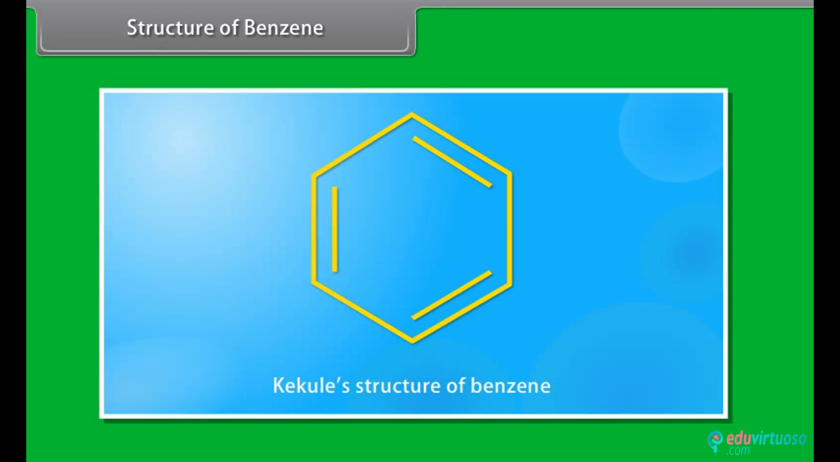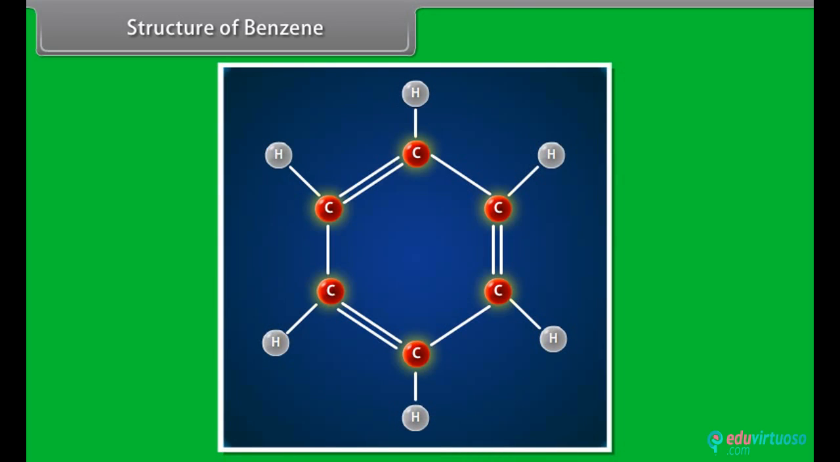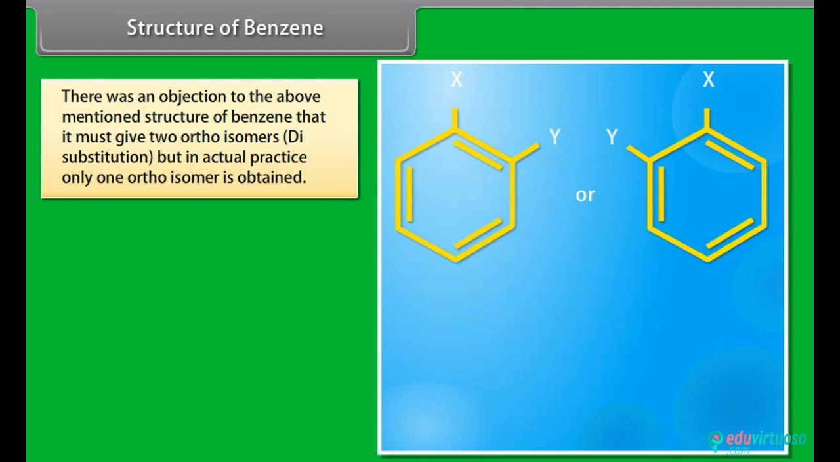A chemist, Kekule, in 1865 suggested the following structure for benzene. According to Kekule, 6 carbon atoms in benzene are on the 6 corners of a regular hexagon. Each C atom is attached with one H atom. There are 3 alternate double bonds between 2 C atoms to complete the 4th vacancy of carbon. There was an objection to the above-mentioned structure of benzene that it must give 2 ortho isomers, disubstitution, but in actual practice only one ortho isomer is obtained.